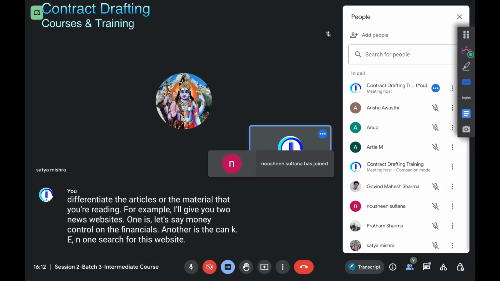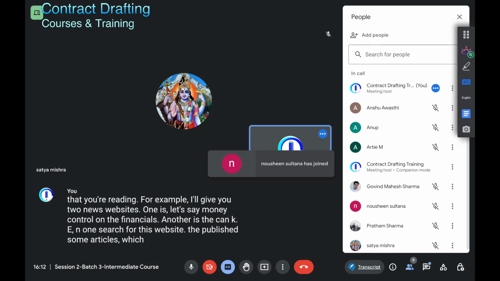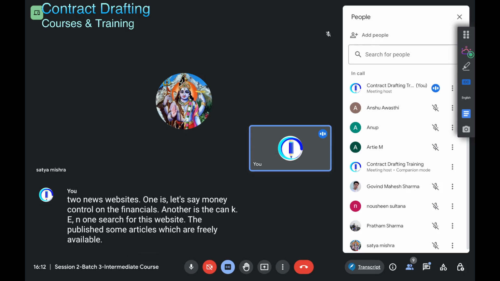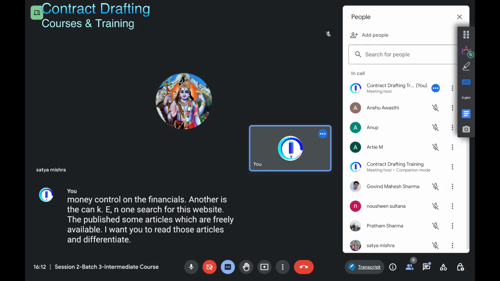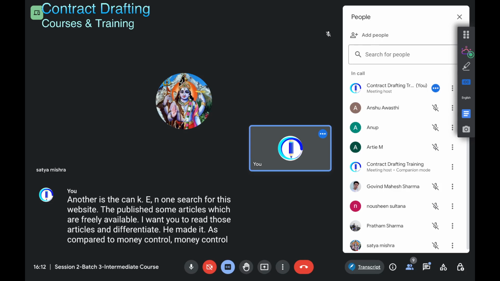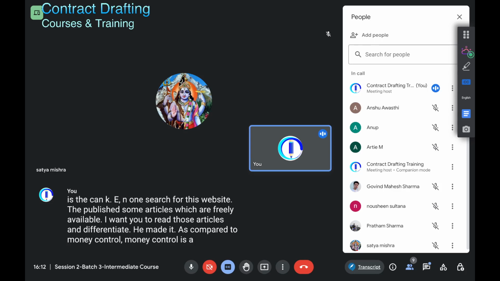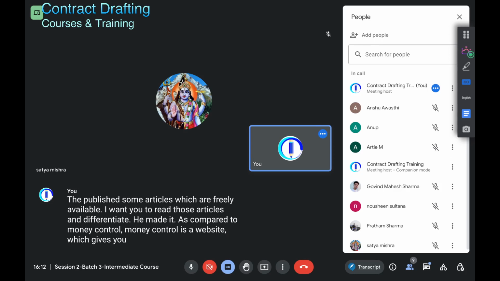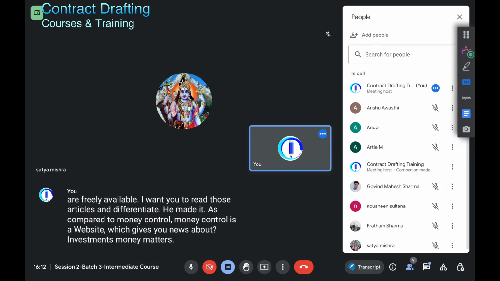They publish some articles which are freely available. I want you to read those articles and differentiate the way they write it as compared to Money Control. Money Control is a website which gives you news about stocks, investments, money matters, and they do it in a very short, concise manner.